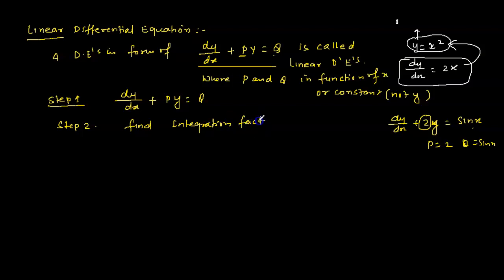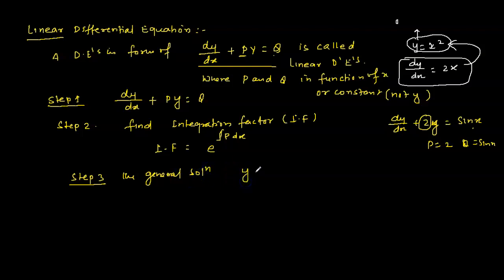Integration factor, that is called IF. So the integration factor will be e to the power of integral of p dx. Whatever p is given, integrate it with respect to dx. And then in step 3, write the general solution, which you have to find here. The general solution will be y times the integration factor, whatever value you got, is equal to the integral of q times the integration factor with respect to dx. This q means the right-hand side which you got.